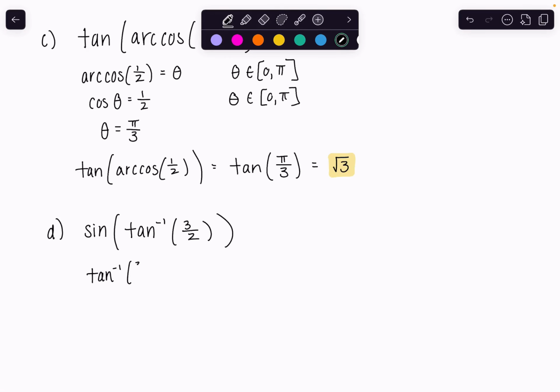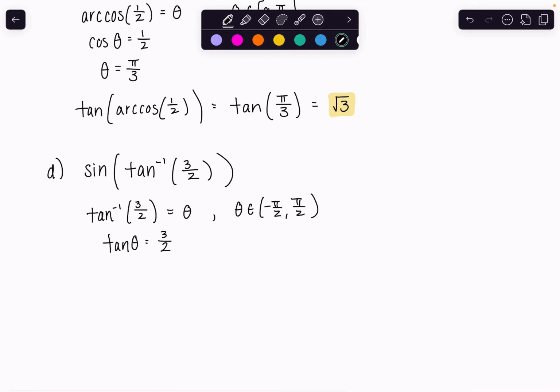But if I go to evaluate this, it's going to give me some angle in the interval negative pi over 2 to pi over 2. So this is the same thing as saying tangent of theta is going to be 3/2. I'm going to need to create a triangle for this in order to evaluate sine of this angle. Here's my right angle, here is my theta value.